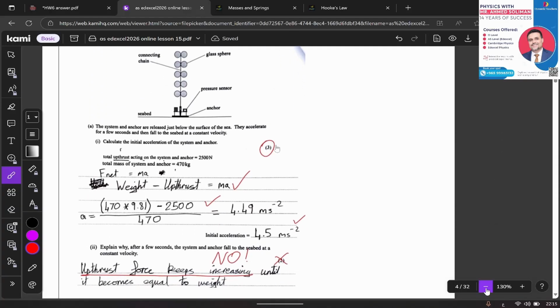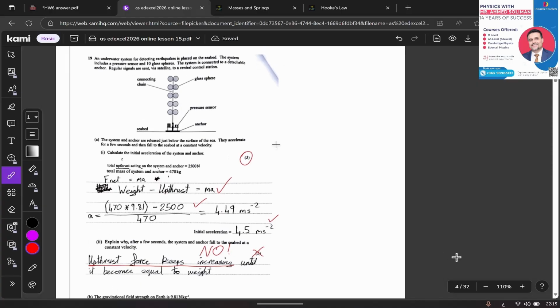Now it's your turn, Habiba. This question, this part. Upthrust force can't increase. Yes, because upthrust force equals rho V g. So there is no change in the density and the volume. The change is in speed. Okay. So when it reached constant velocity, what do you think? What is the correct answer?